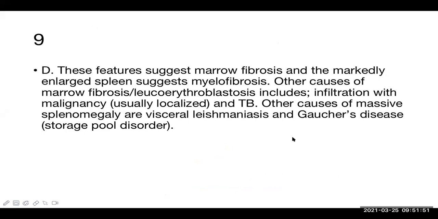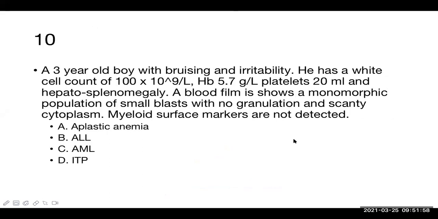Now, you already got the explanation for this. So these features suggest marrow fibrosis or myelofibrosis. Now let's talk about another case, that is case number 10.